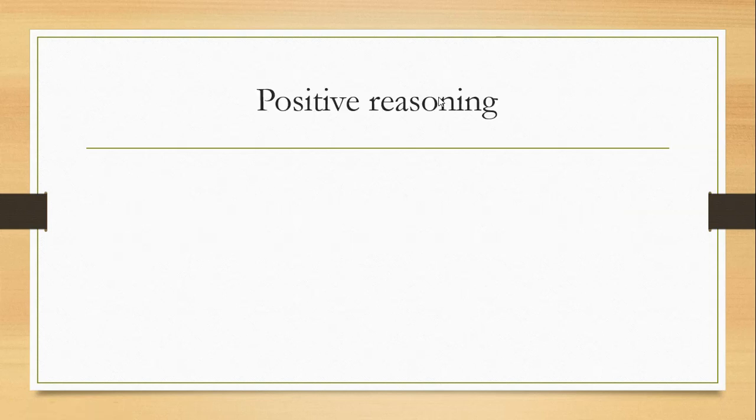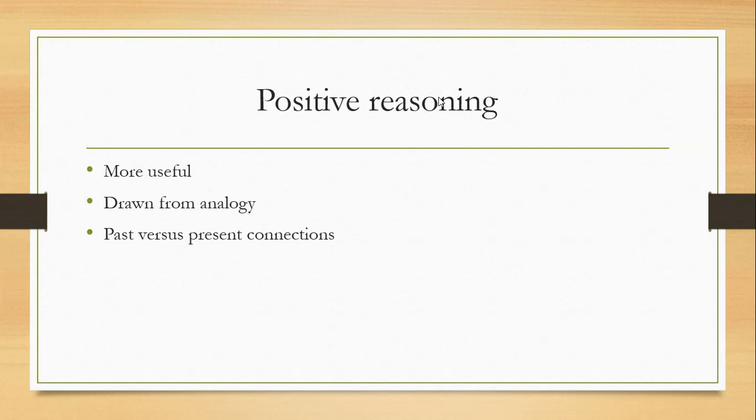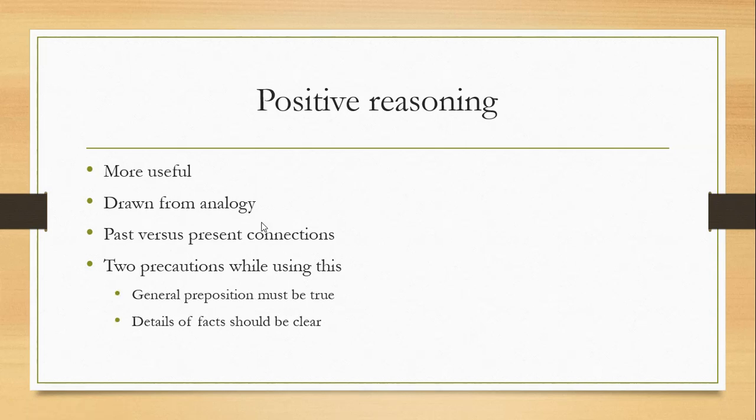Now let us take positive reasoning. This is much more useful. It is drawn from analogy, and here there is past versus present. Positive reasoning means, see, in history, all events are connected. Suppose something happens today, it is connected with yesterday. So this is what positive reasoning uses. It uses analogy. How? Let me take an example.